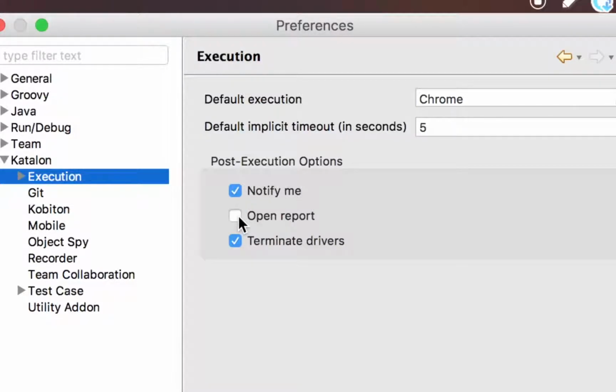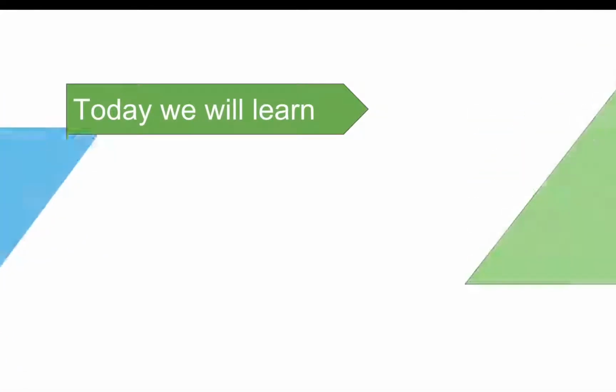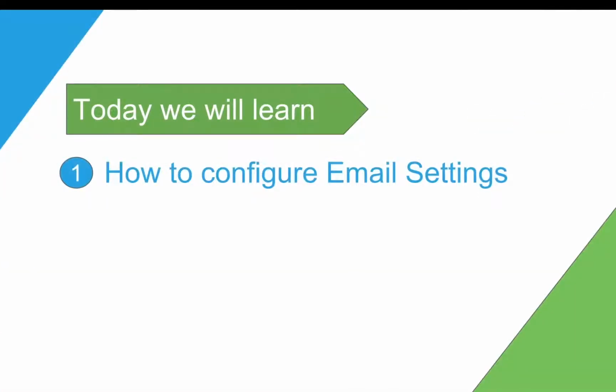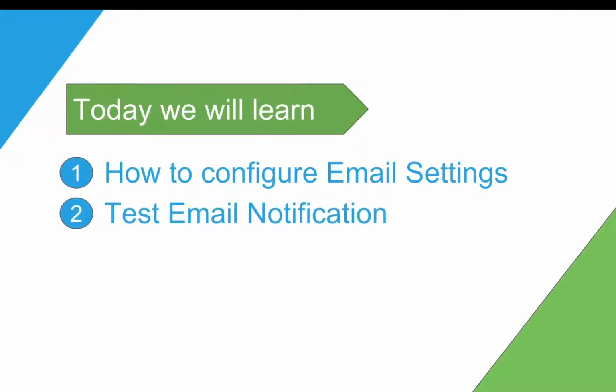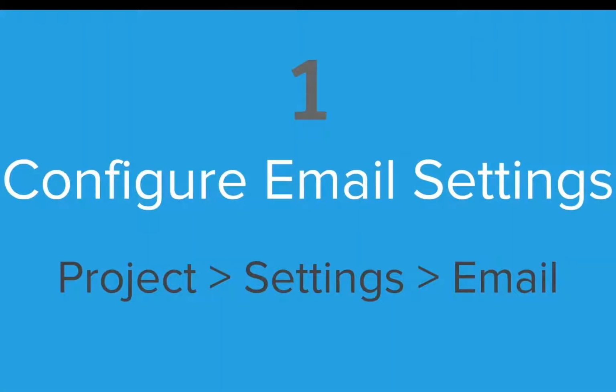You will have to open the report and your results via email in Katalon Studio. In this session, we are going to see how we configure the email settings, and then we will run a test suite to test our email notification. We will also look at some useful tips. Let's get started. The very first step is we have to configure our email settings.